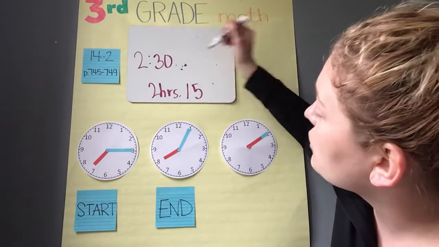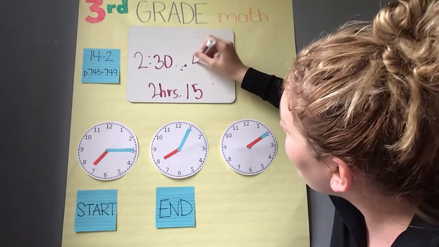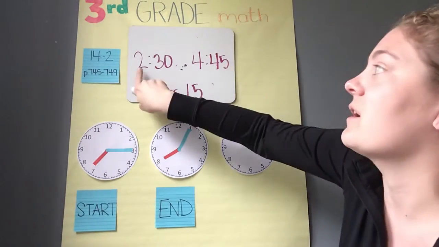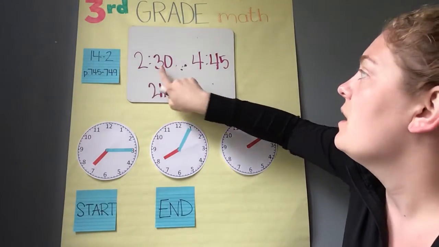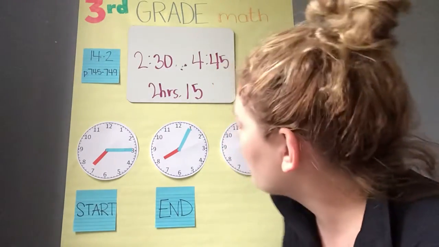So if it went 2 hours and 2 hours and 15 minutes, it's going to end at 4:45. Okay? And look, 2 plus 2 is 4. 30 plus 15 is 45. Look at that. All right.